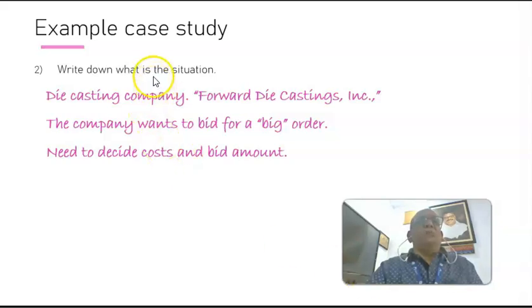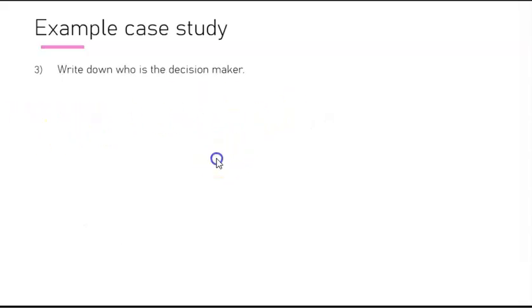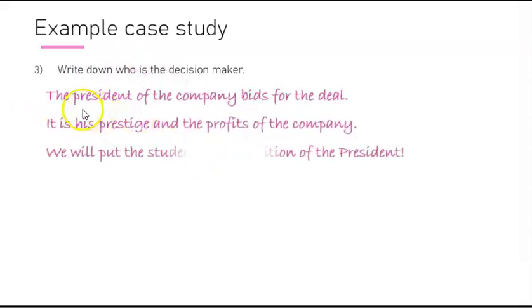So I want to put these into the student's perspective and write down who is the decision maker. The decision maker, let us say, is the president of the company who is bidding for the deal. It is his prestige and the profits of the company. We'll put the student in the position of the president of that company. So you need to visualize the pros and cons of floating that bid, and so on.